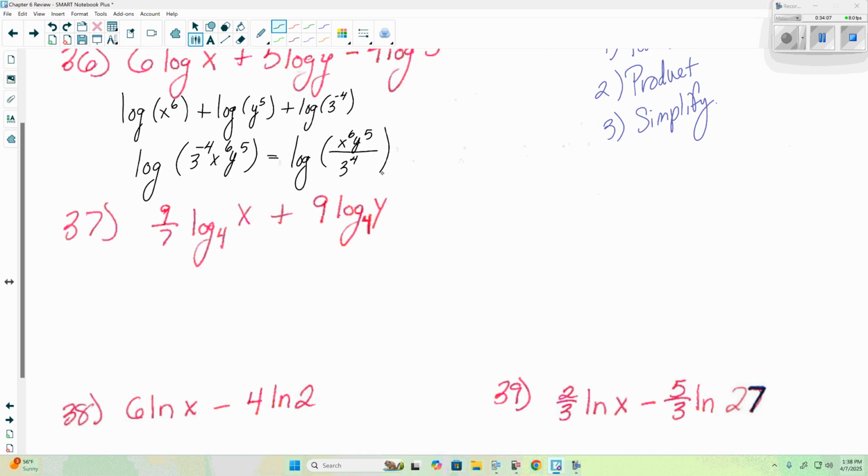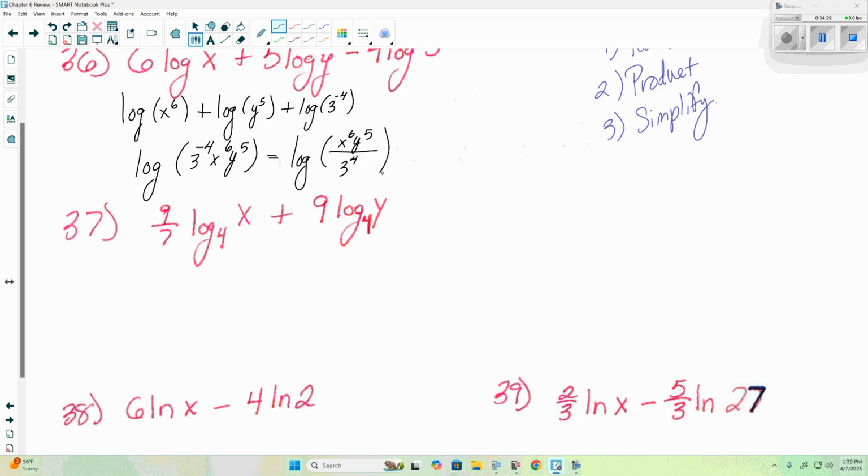Like I said, with expanding, if it's in the bottom of the fraction, we're going to have the minus in front. Because it was minus 4 log of 3, that 3, when we got finished, was going to be in the bottom of the fraction. Questions on how we got to this point here?